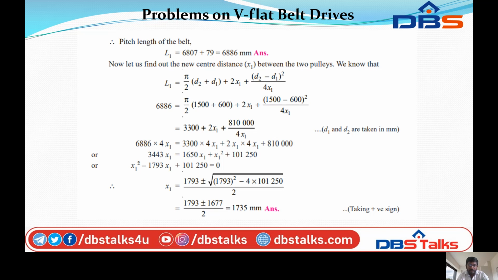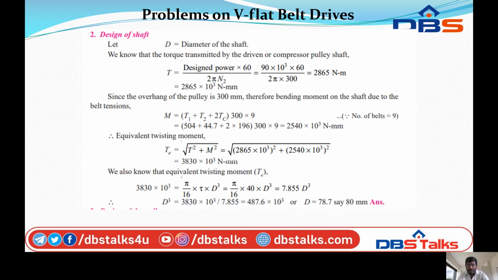Then calculating the values, x1 is equal to 1793 plus or minus the square root of 1793 whole square minus 4 into 101,250, divided by 2, that is equal to 1793 plus or minus 1667 by 2. Taking the positive side, the final result is x1 is equal to 1735. Next we can take up another type of problem: designing the shaft.